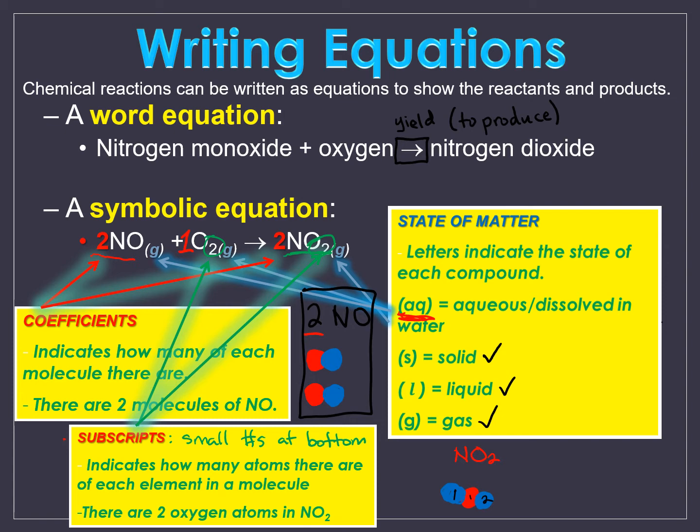So there we have it, y'all. A quick summary. We have coefficients, the big numbers in front that tell us the number of molecules. We have state of matter, those letters in parentheses that tell us the state of each compound, whether they're solid, liquid, gas, or the important one, AQ, aqueous. And last but not least, the subscripts are those small numbers at the bottom that tell us the number of individual atoms of each element in a molecule.